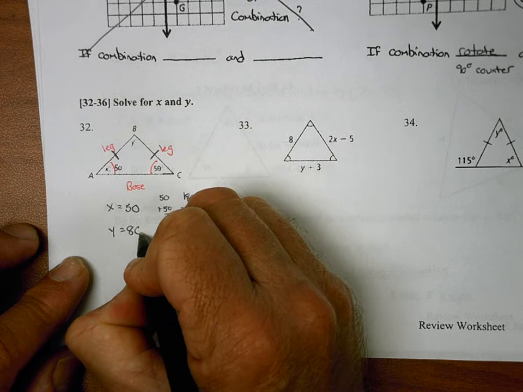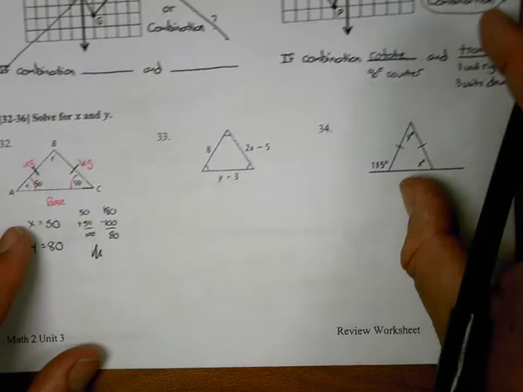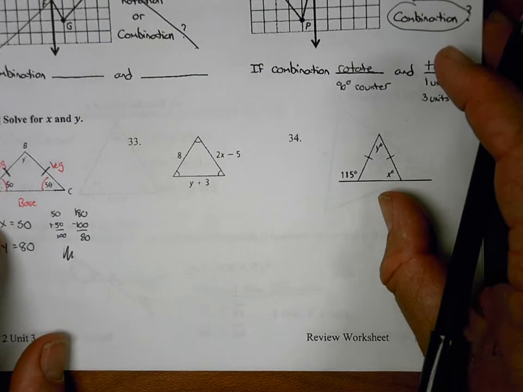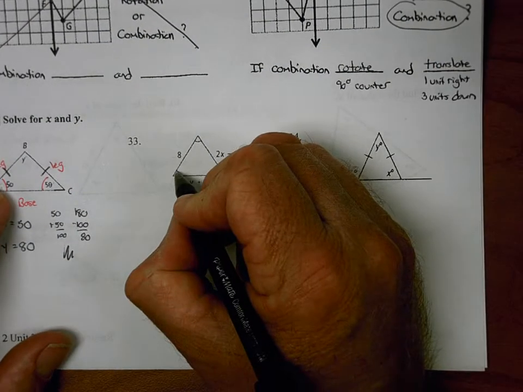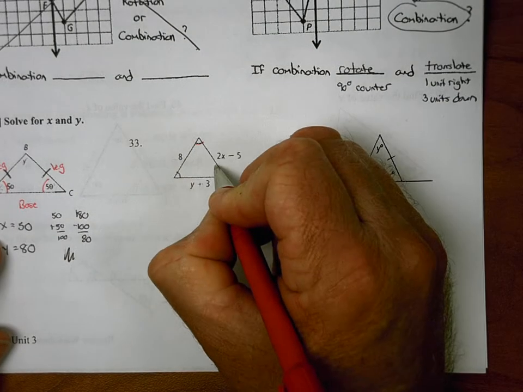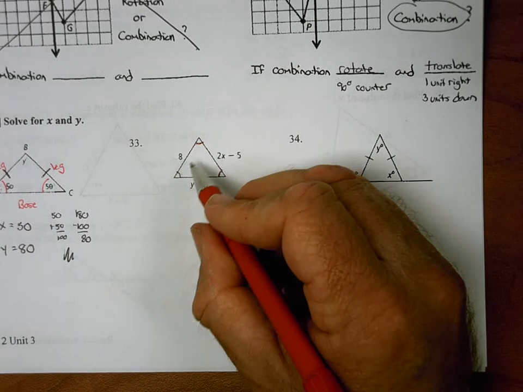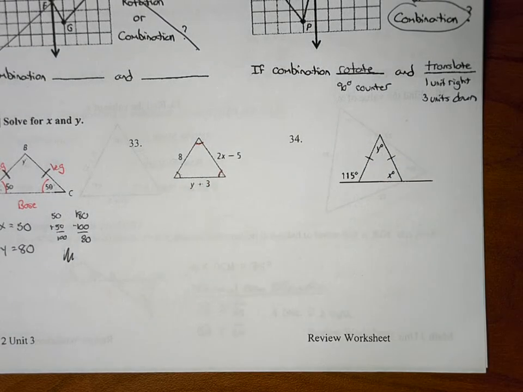So in number 32, y is going to be 80 degrees, x is going to be 50. Okay, in number 33, what you should notice right away is that this angle is equal to that angle, which is equal to that angle, so all the angles are equal. So that makes this triangle an equiangular triangle.